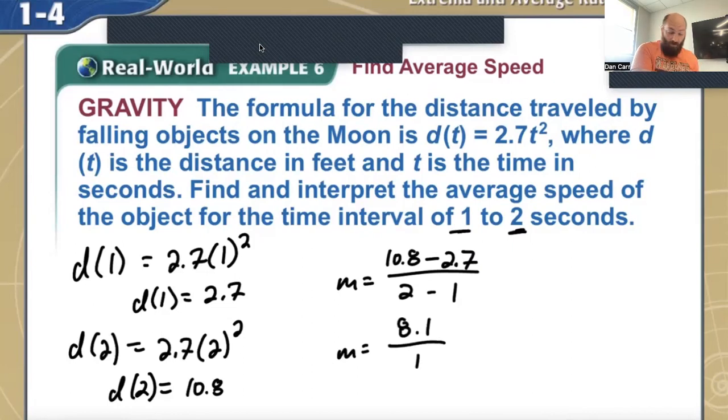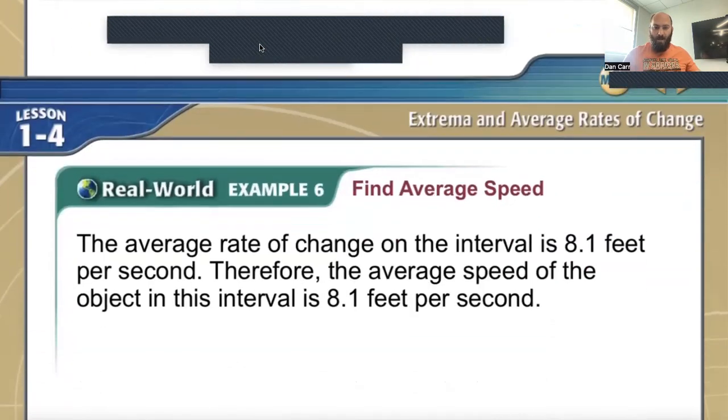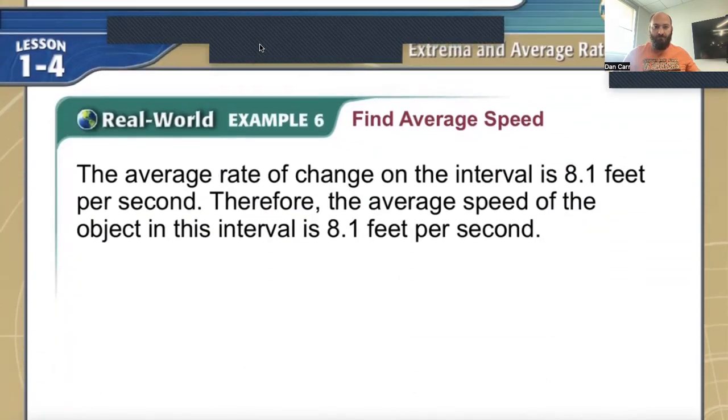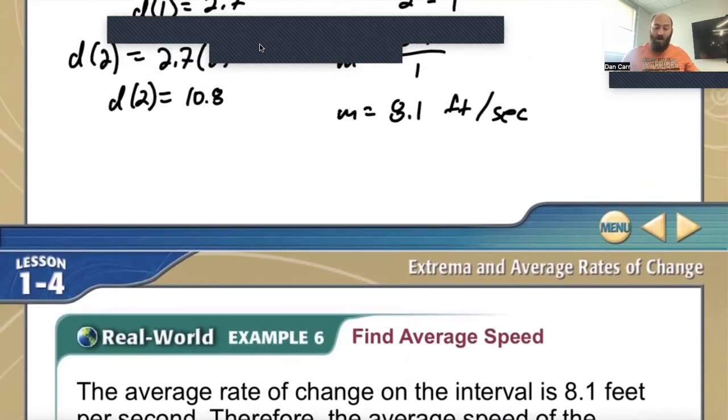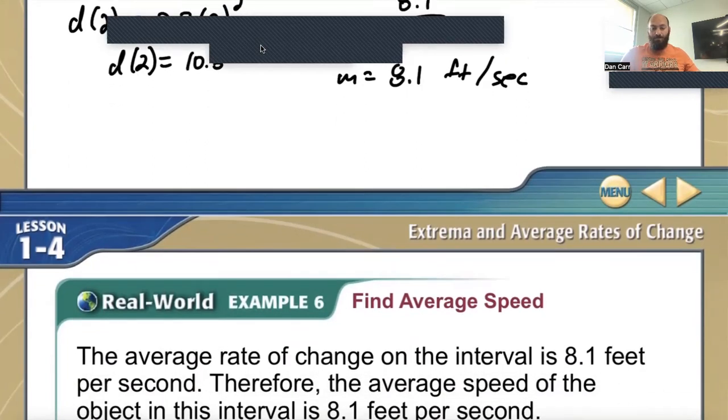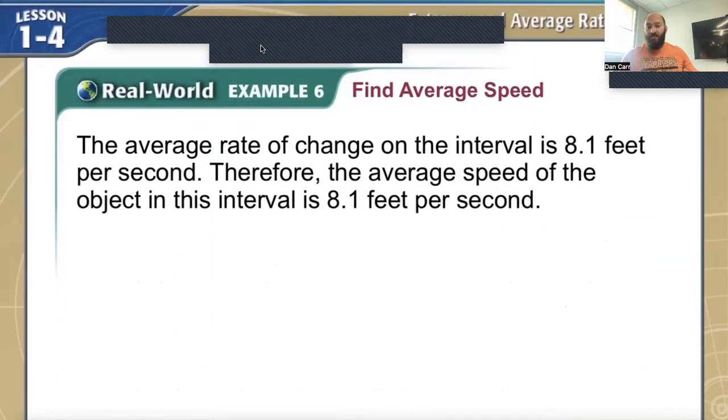So what that means is my average rate of change is 8.1 feet per second. Again, because we're using units here, we're traveling a certain amount of distance in that time, so we're doing distance in feet over seconds. And that is it for today. That's our average speed or average rate of change when we talk about these intervals.